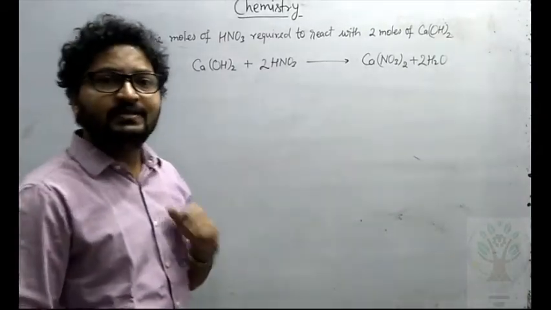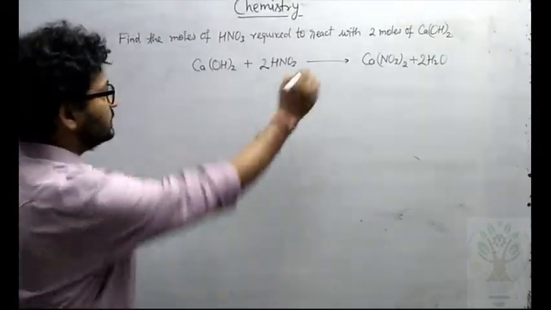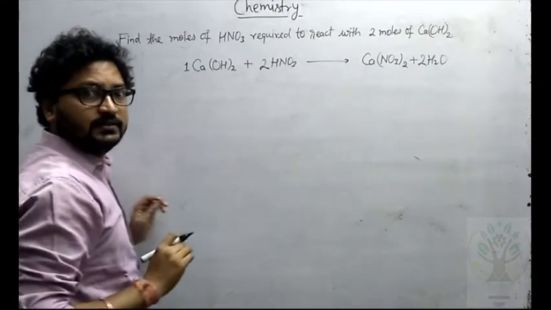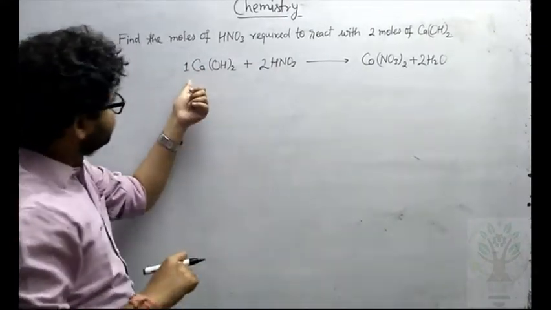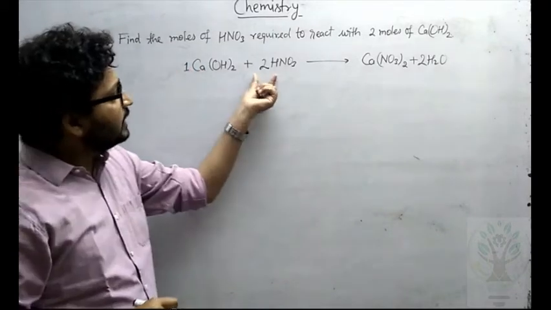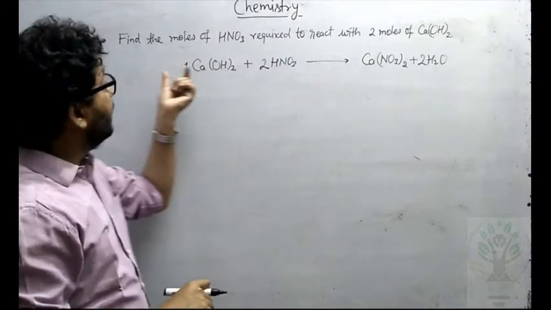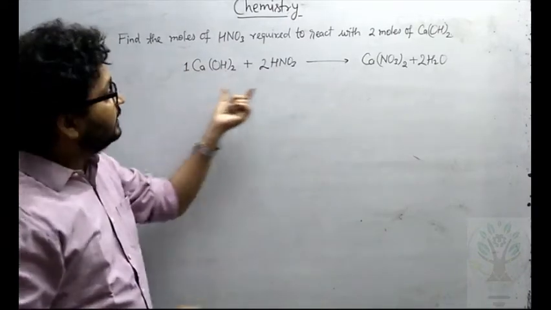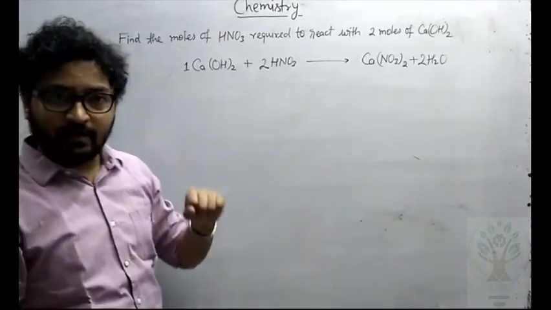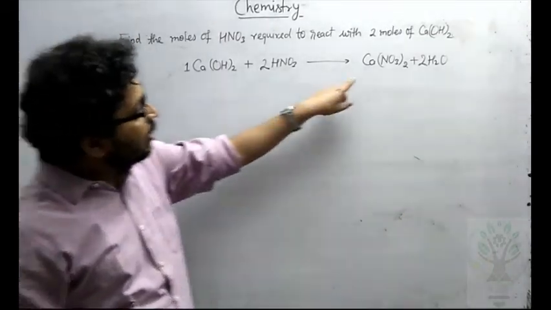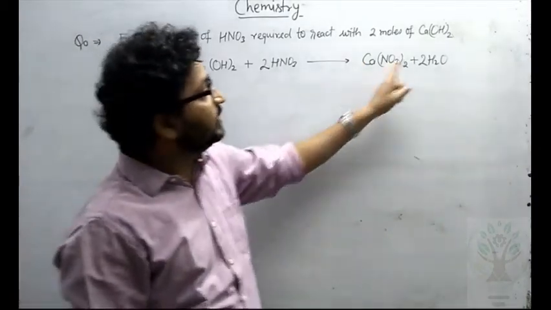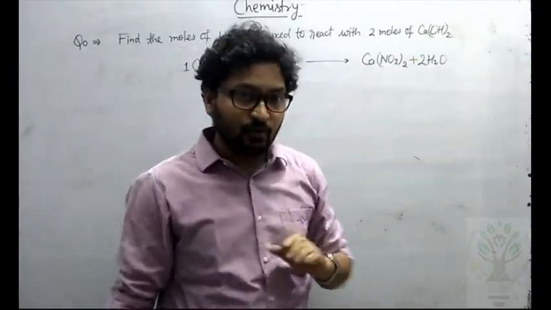Now, what does balanced reaction say to us? It says, see here, what is written? 1. Here it is written 1. So 1 mole of Ca(OH)2 reacts with how many moles of HNO3? 2. This is the relation I am talking about. And when they both react, how many Ca(NO3)2 they give us? They give us 1 Ca(NO3)2. And how many water molecules they give us? They give us 2 water molecules.